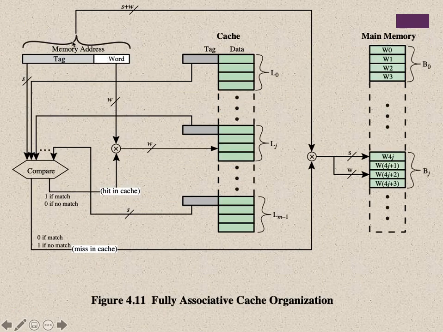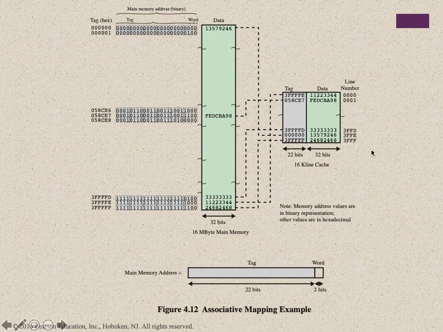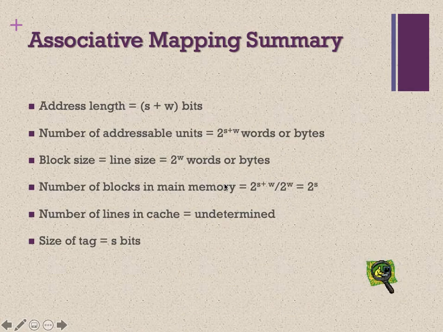So that's how we compare. We get a memory address, we get a tag, and we compare it with all the tags in the cache lines. And if any of the cache lines is a hit, it means the data exists in the cache and we can access the data. Otherwise, we need to load it from the RAM. So this is more explanation. This is an example in the book.